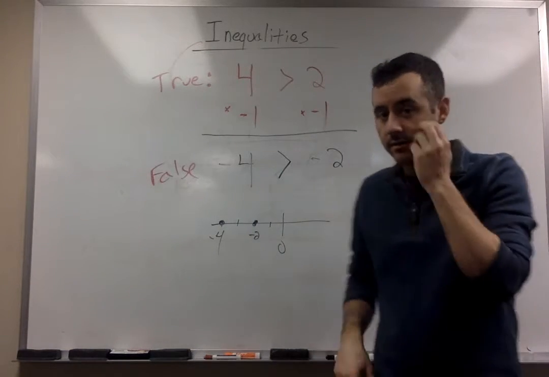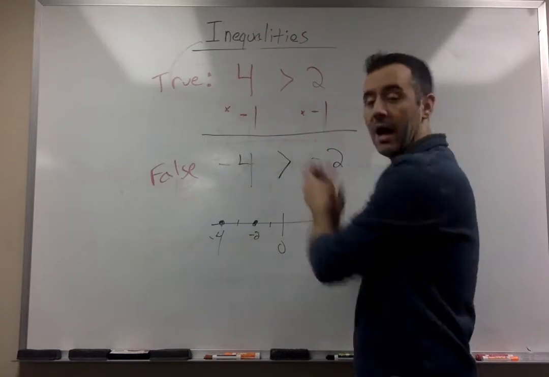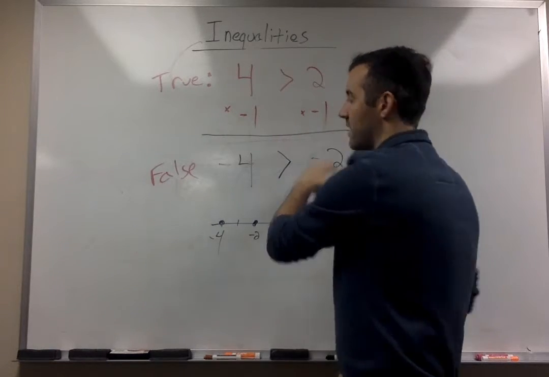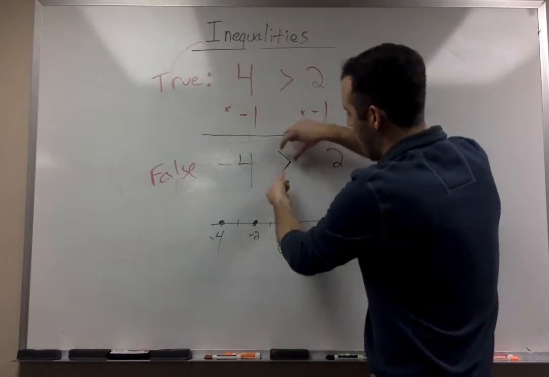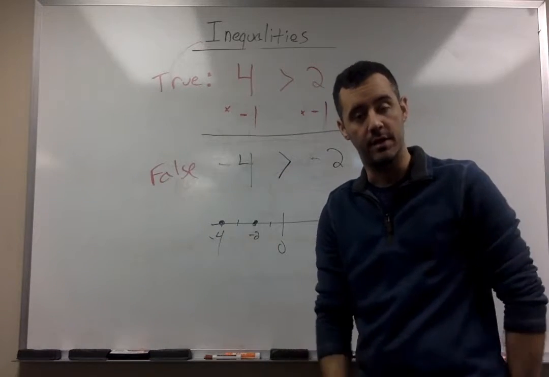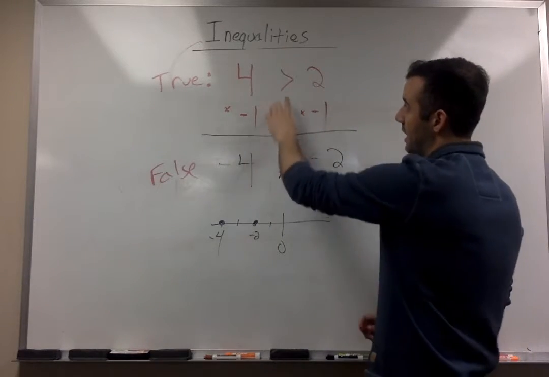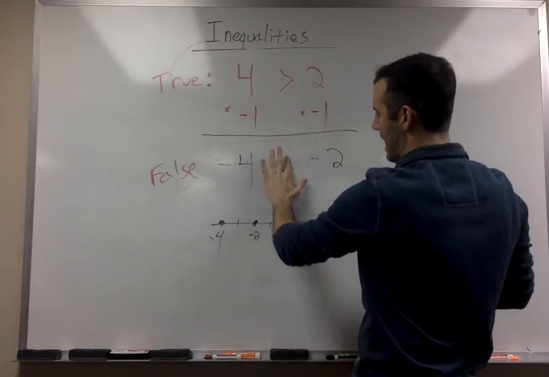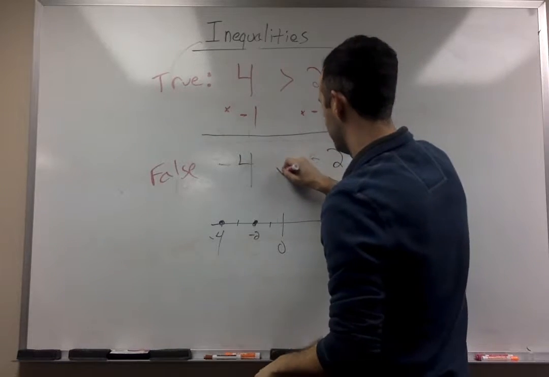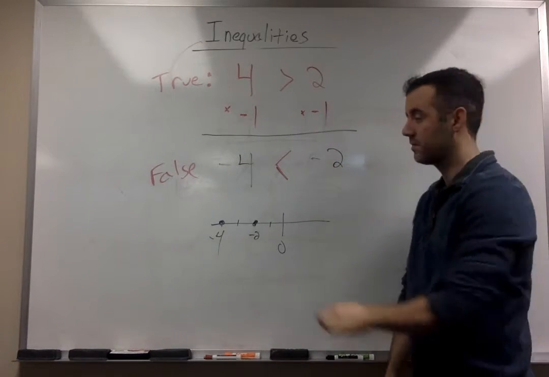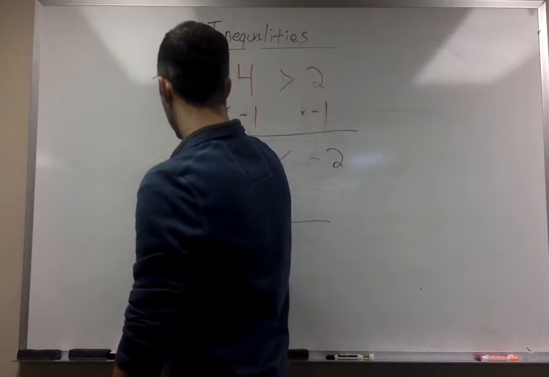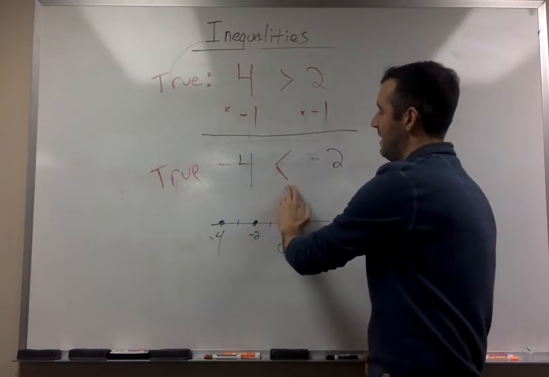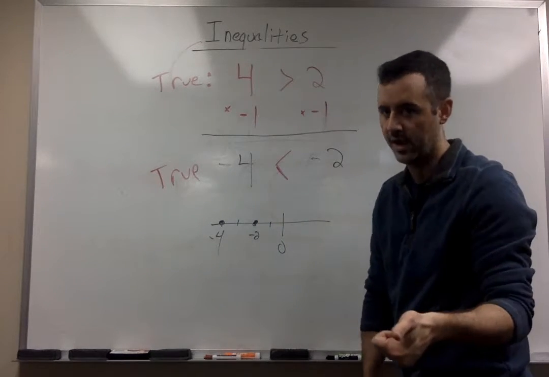So what does that tell us about inequalities and when we do algebra? Here's what it tells us. If we multiply or divide by a negative number, we have to flip the sign to keep the statement true. So instead of keeping the sign the same, when I multiply or divide by a negative, I have to flip the sign the opposite way. That changes my statement from false back to true. -4 is less than -2.